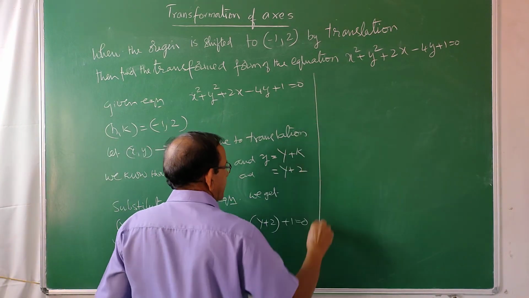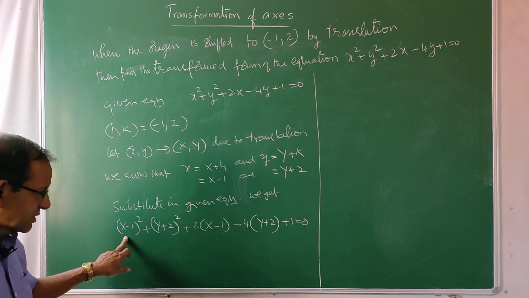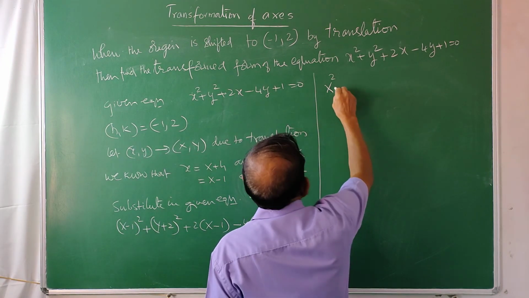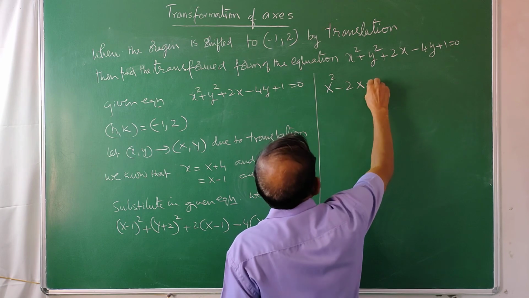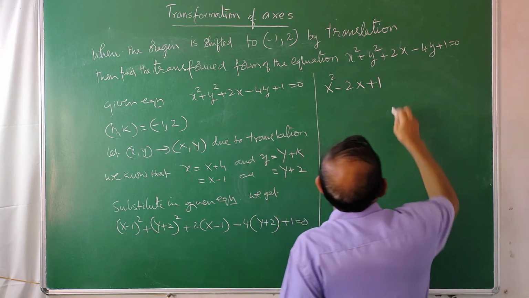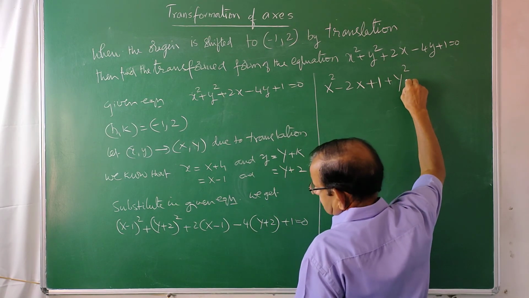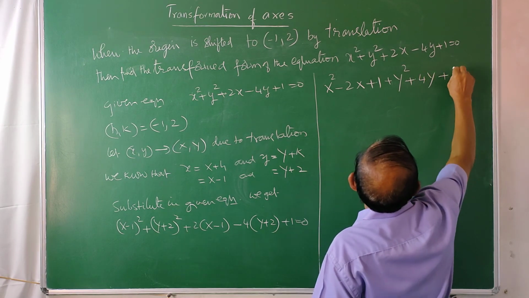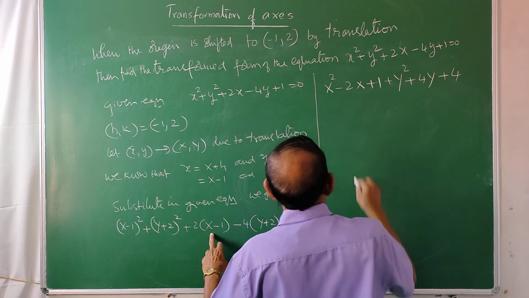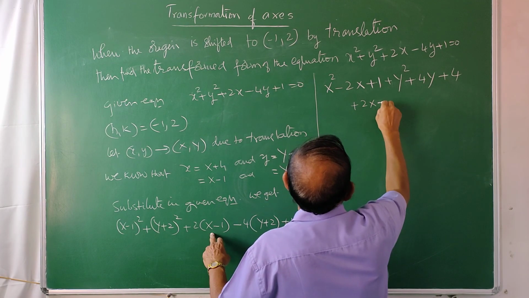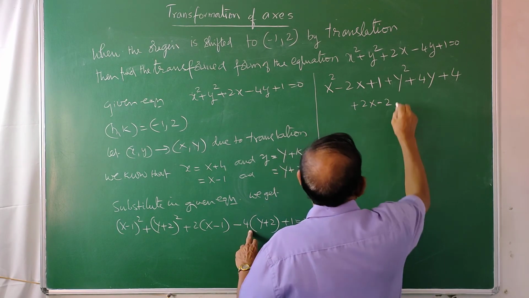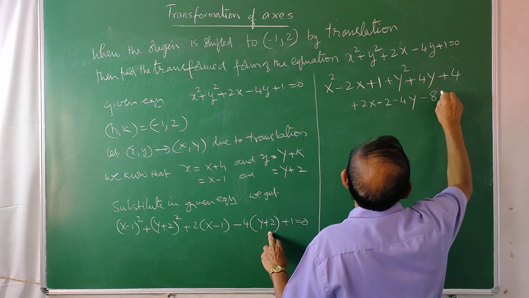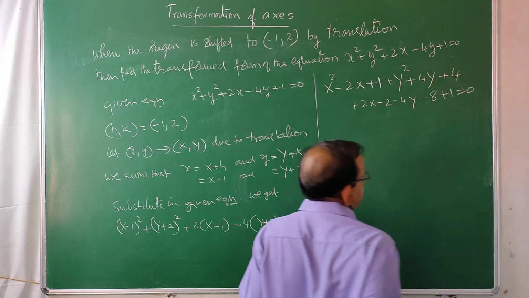Now I will expand the brackets. This is x square minus 2x plus 1, expand this one, y square plus 4y plus 4, plus 2x minus 2 minus 4y minus 8 plus 1 is equal to 0.